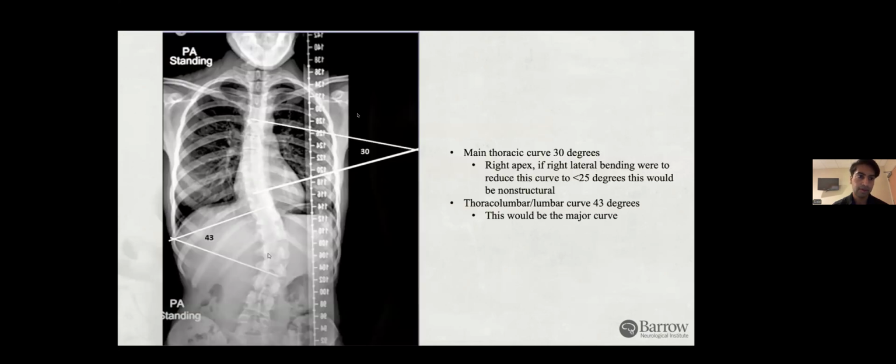So in this example, we have two curves here. It's going to be the thoracic curve and a thoracolumbar curve. The main thoracic curve is 30 degrees. If we assume that this curve does not reduce to less than 25, then we would say that this curve is a structural 30-degree main thoracic curve. Similarly, the thoracolumbar curve is 43 degrees, but because it's bigger than the 30-degree curve, this would be called the major curve.